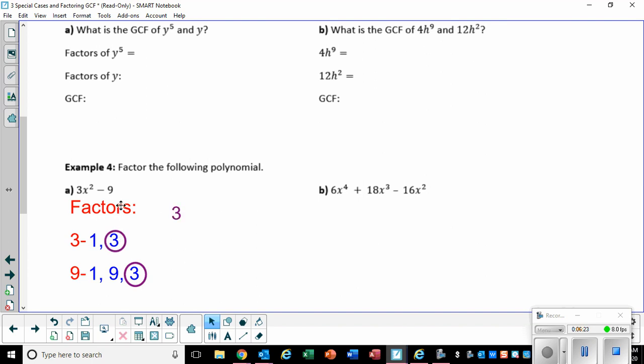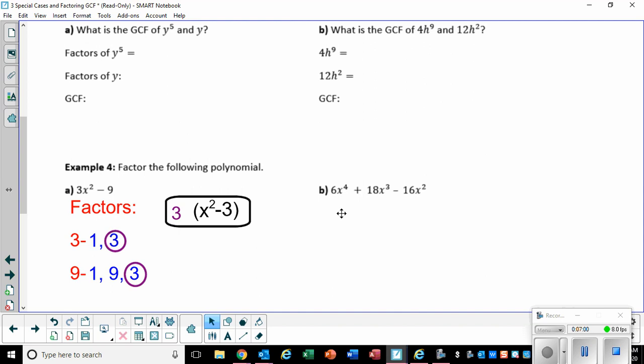But I'm not done. They didn't ask me what the GCF was. They asked me to factor it. So what I have to do now is take this out of the polynomial and write what's left over next to it. So if I divide each of these terms by 3, the leftovers are going to be the second half of this problem. So divide each term by 3. 3 x squared divided by 3 leaves me with x squared. Negative 9 divided by 3 leaves me with negative 3. So this is what got multiplied together to create this problem. And this will be my final answer.